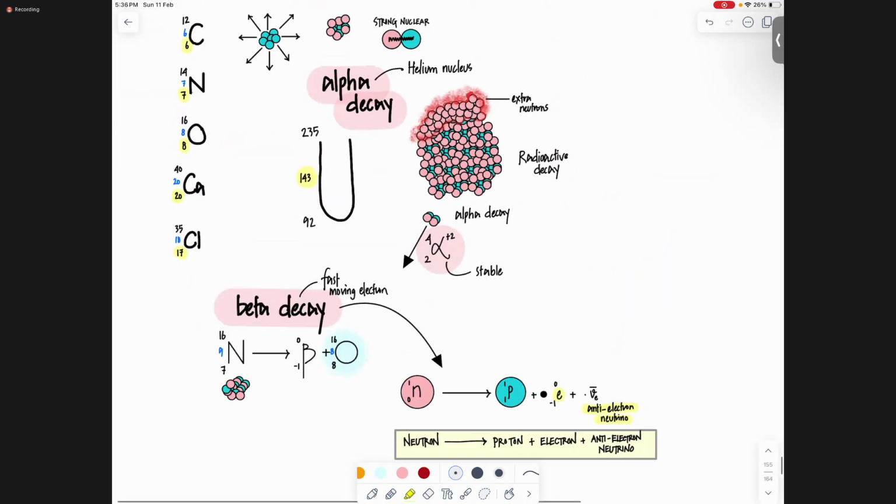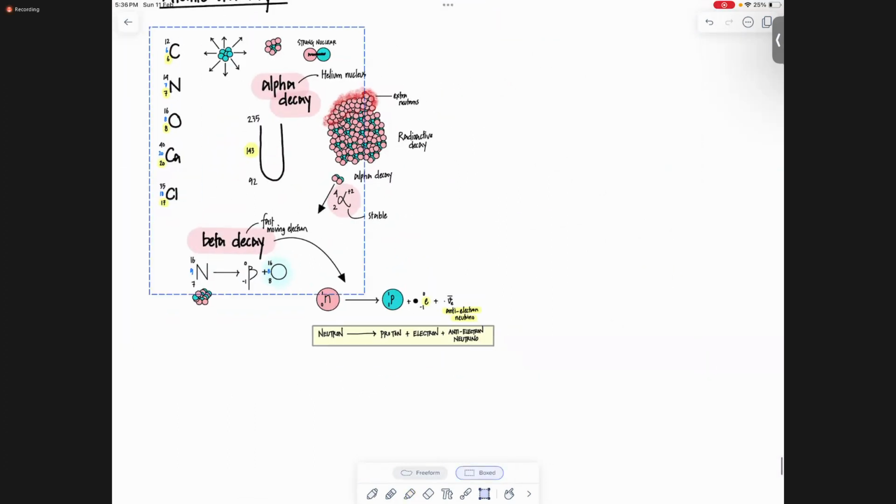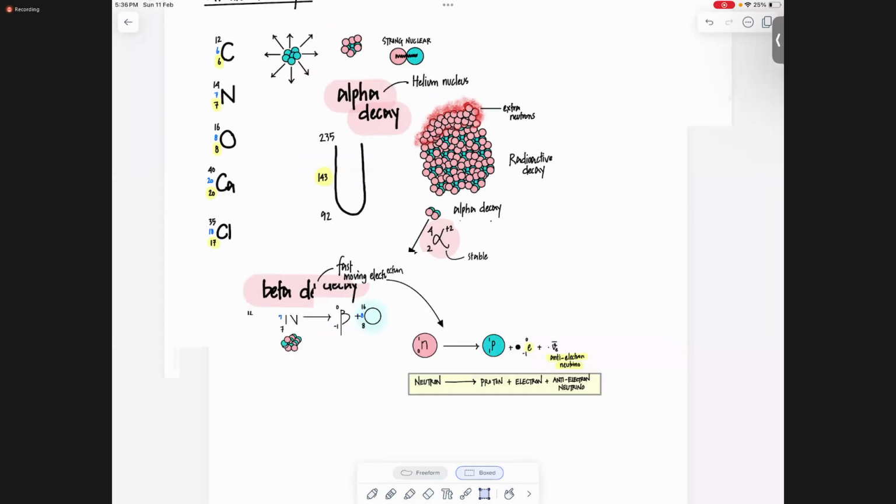So that's the alpha decay, that's your beta decay. Now the final one is something called a beta plus decay.